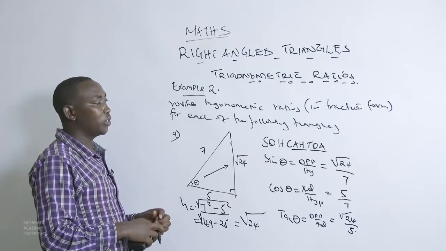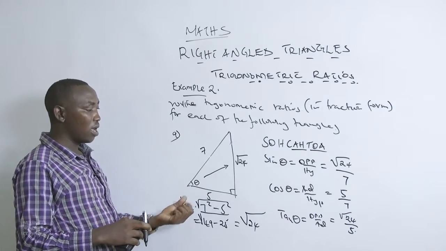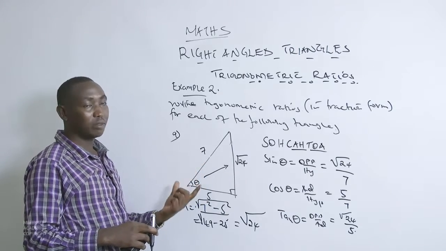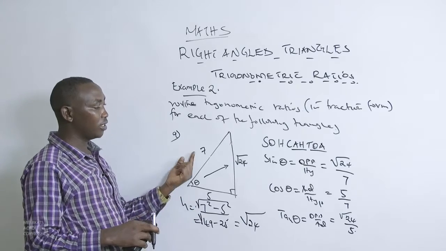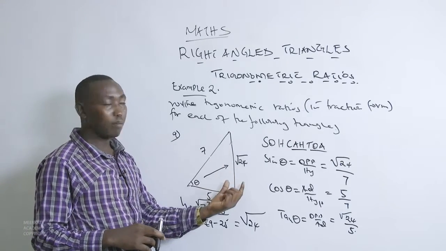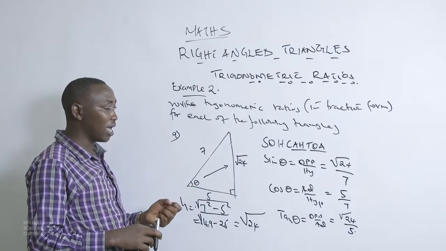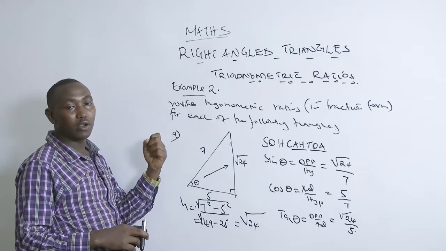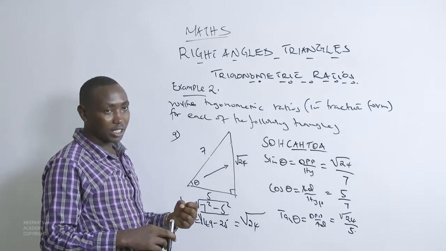So that is how we can find the three trigonometric ratios when you are given such a triangle. Always ensure that you have the measurements of the three sides of that particular triangle. This was 7, this was 5, therefore you can use Pythagoras Theorem to obtain the length of the opposite side to this angle. Then from there, we use SOHCAHTOA to obtain the trigonometric ratios of sine, cosine, and tangent.